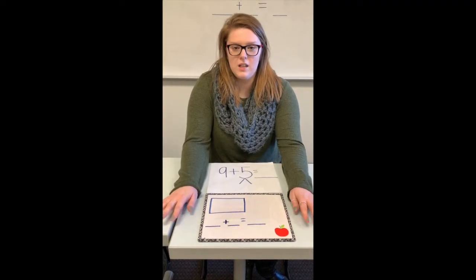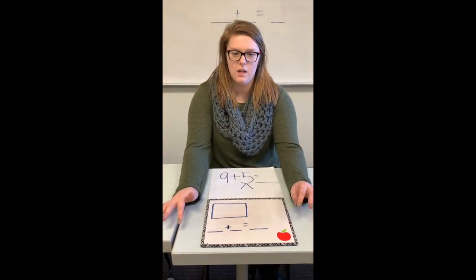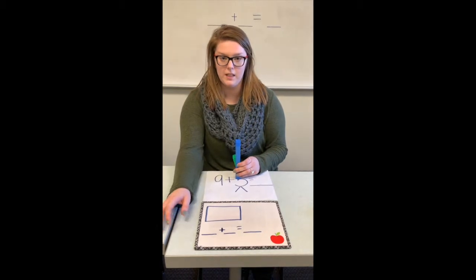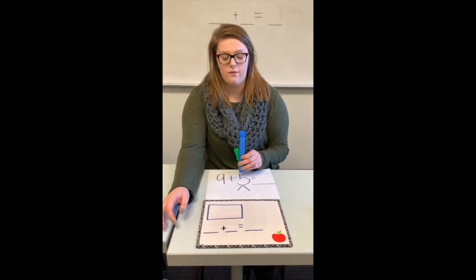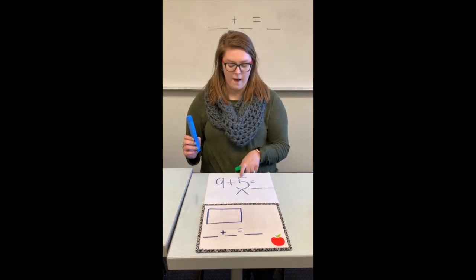To do an addition strategy when one addend is 9, it's called making 10. There's two ways we can do this. We can do it one way with manipulatives and one way drawing. The first way we're going to do is manipulatives. So my problem is 9 plus 5 equals what?